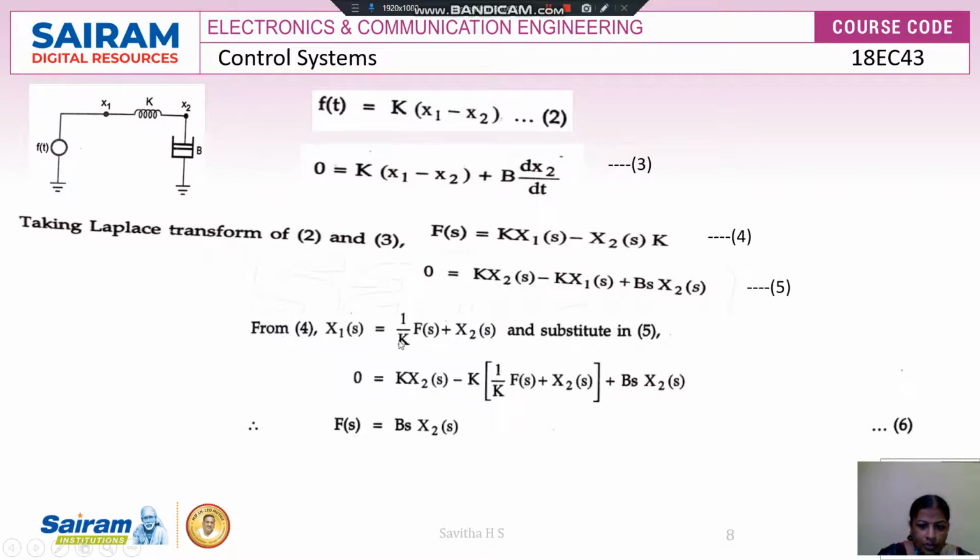So this expression I need to substitute in expression 5. So this is expression 5, I need to substitute the value. So 0 is equal to k into x2 of s minus k times the x1 value, and write the x1 value, plus bs x2 of s. The x2 of s terms I have written here as they are. Now f of s is equal to bs into x2 of s.